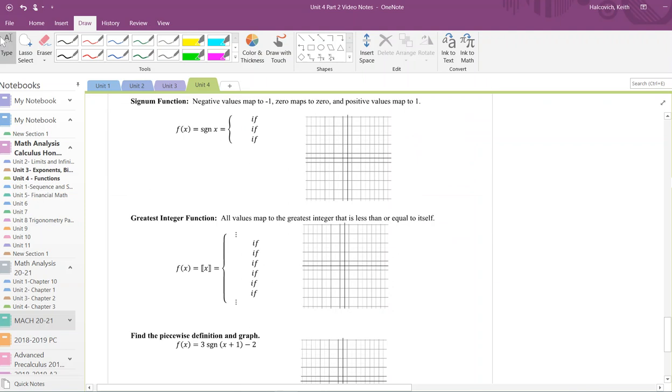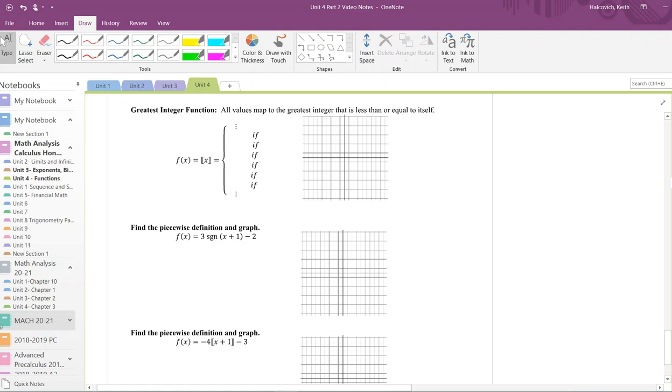Next is what's called the Signum function. The Signum function basically has 3 parts. When x is a negative number, it just equals negative 1. When x is 0, it equals 0. And when x is a positive number, it's equal to 1. So if you put 0, 0 here in the middle, and then up above at 1, it's going to go to the right, and at negative 1, it's going to go to the left. Like that. That is the Signum function.